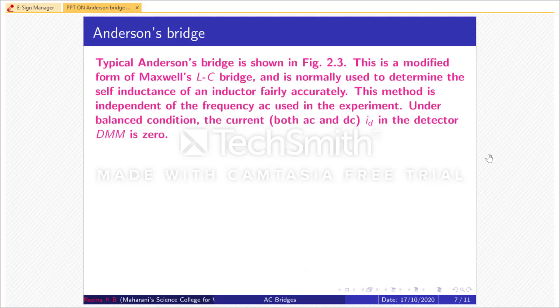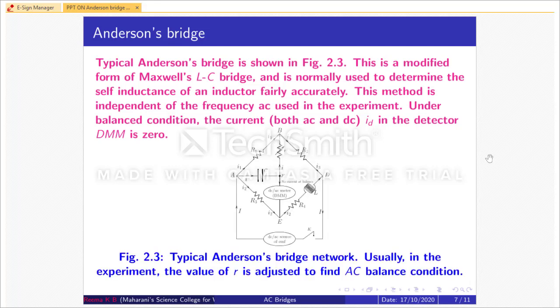Anderson's bridge. A typical Anderson's bridge is shown in figure 2.3. This is a modified form of Maxwell's LC bridge and is normally used to determine the self-inductance of an inductor fairly accurately. This method is independent of the frequency of the AC used in the experiment.